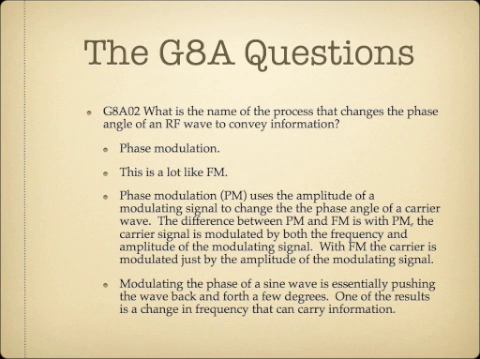Now, the difference between phase modulation and frequency modulation is that with phase modulation, the carrier signal is modulated by both the frequency and amplitude of the modulating signal. And on FM, the carrier is just modulated by the amplitude of the modulating signal. So modulating the phase of the sine wave is essentially pushing the wave back and forth a few degrees. So this pushing the starting point of the wave back and forth a few degrees basically changes the frequency of the output signal, and thus shifting the phase, you can convey information that way.